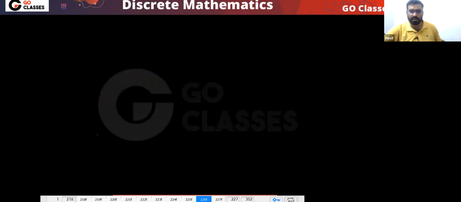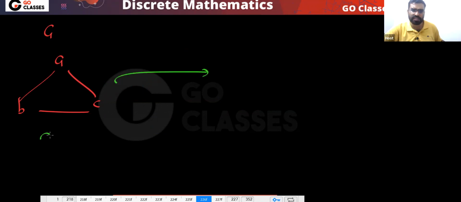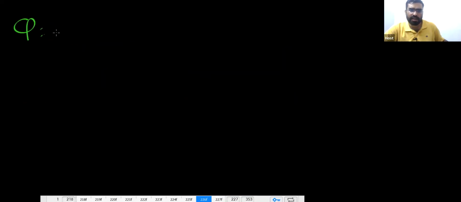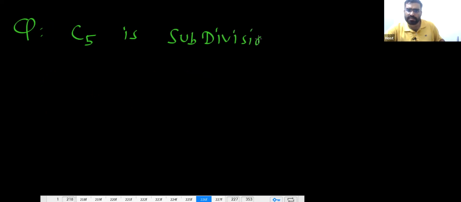This is the concept. Let's assume you have this graph A, B, C. Tell me, can I say the subdivision of C3 is C5? This is my question: can I say C5 is a subdivision of C3?